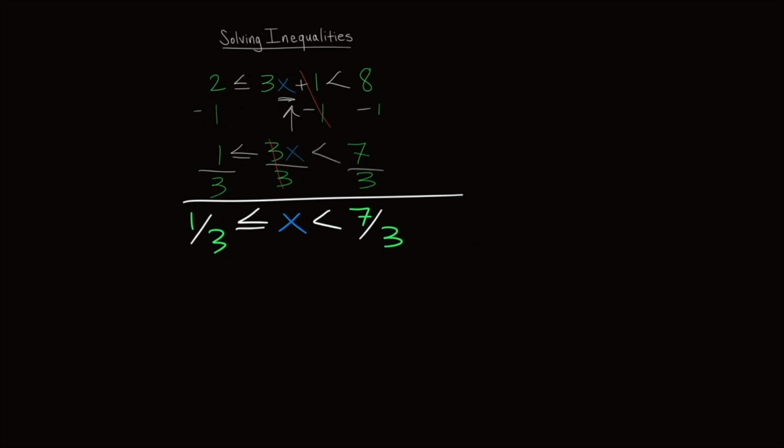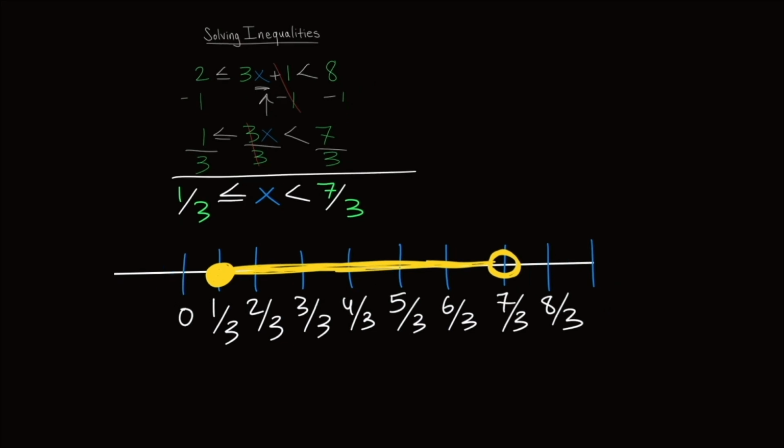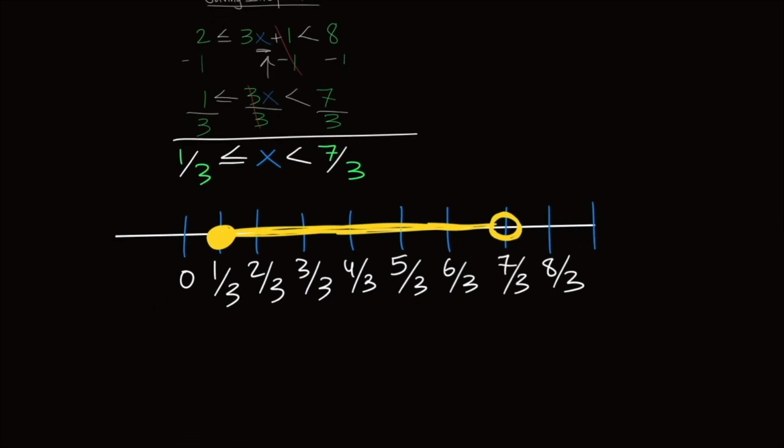We could write the number line out to get a picture of it. Since we're dealing with thirds everywhere, we can make these increments thirds. We can start with 0. Our x is greater than or equal to 1/3. Since it includes that 1/3, we're going to fill in that bubble, and we're going to go all the way up to 7/3, but we're not going to include it. So we're not going to fill that bubble in. And then we have this line in the middle. This is the solution, all the values that x can be for the double inequality.